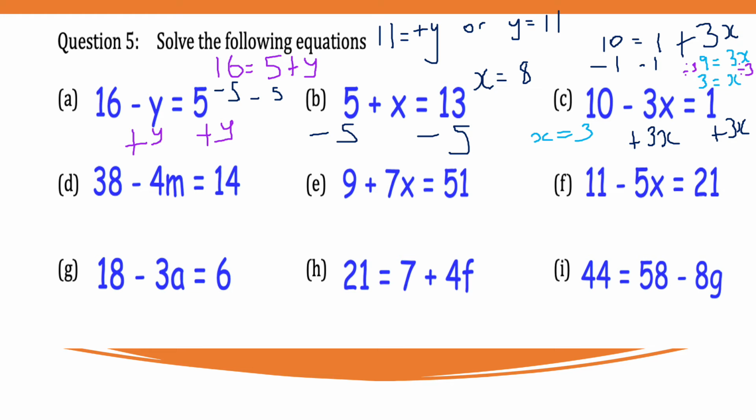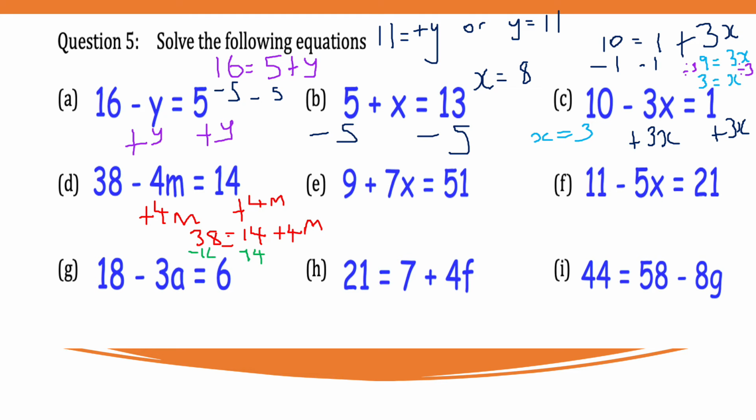Okay, this is part D. 38 minus 4m is equal to 14. So again, I'm going to add 4m to both sides. So I'm going to get 38 is equal to 14 plus 4m. I'm now going to subtract 14 on both sides. So minusing 14 on both sides.